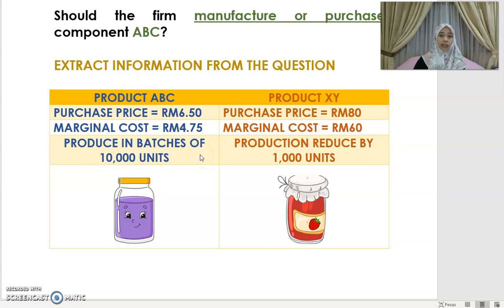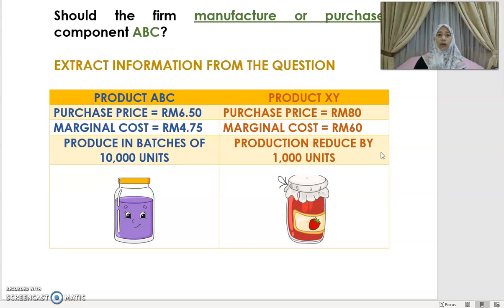In doing so, if let's say you manufacture ABC, then you need to sacrifice XY. Why? Because currently you are working at full capacity. Okay, if you are working at full capacity, that means you need to sacrifice another product, that is product XY. So for product XY, the selling price is 80, the marginal cost of XY is 60, and the production will be reduced by 1,000 units if you decide to manufacture ABC. So that is the information from the question.